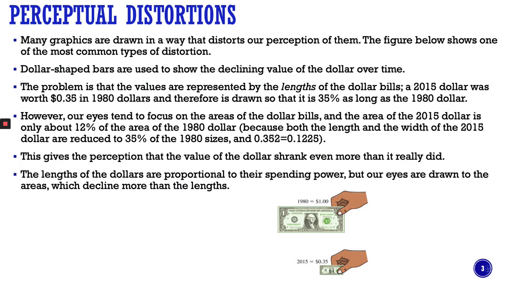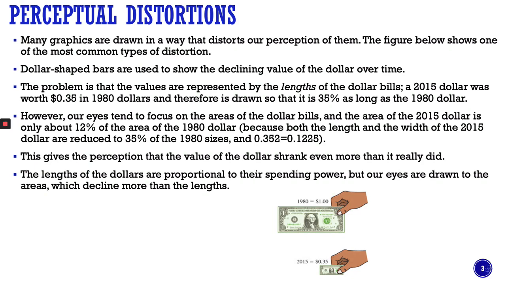However, our eyes tend to focus on the areas of the dollar bills. So they're drawing the length as 35%, but we're not looking at 35%. If we match that up, that would be about right here, and we'd see this much of the dollar, but instead they shrunk the whole thing. They're looking at the areas, what we see.